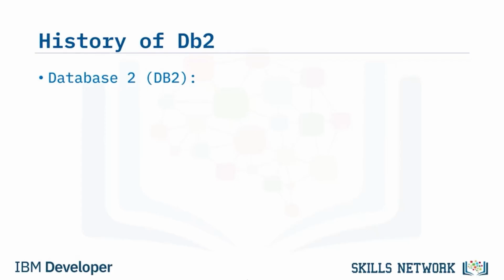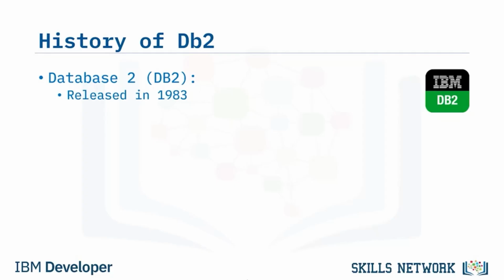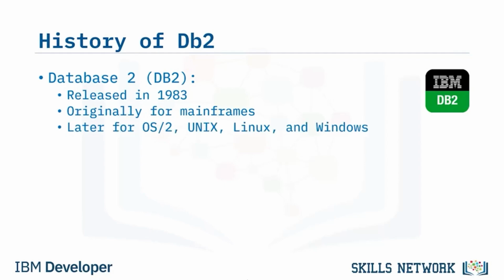Database 2, or DB2, was first released by IBM in 1983 and was an early example of a relational database management system. This first release ran on IBM mainframe computers, but over the years, different versions were developed to run on many other platforms, including OS/2, Unix, Linux, and Windows. After some time, the product was rewritten to use the same codebase across the multiple operating systems so that you can easily port applications accessing DB2 data from one operating system to another.